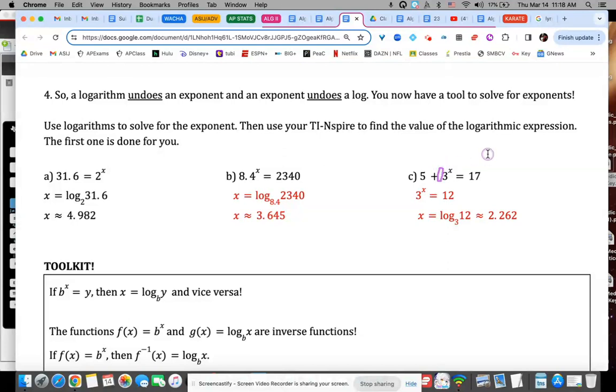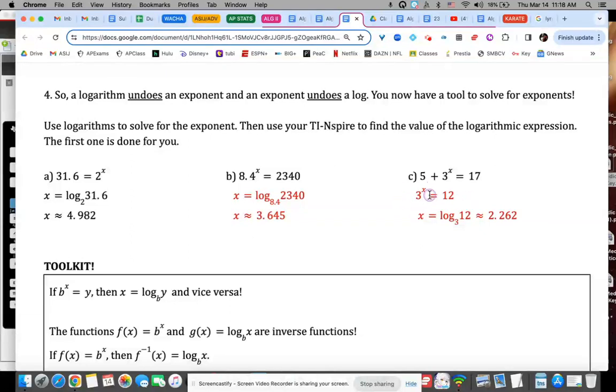When you get something a little more complicated, like sometimes there's a number in front of the exponential that's being multiplied, or sometimes, like in this case, you have something added, you need to get rid of that first. You need to get your exponential by itself first. So in this case, we subtract 5 from both sides, right? And you'll get the next line, where we have 3 to the x by itself now equals 12.